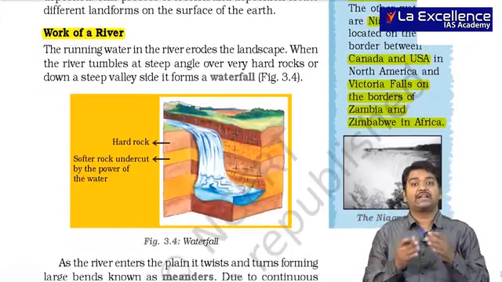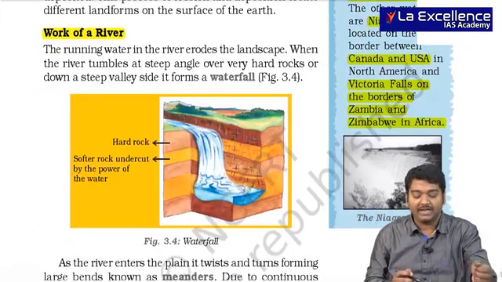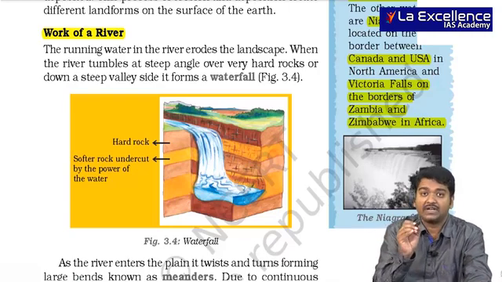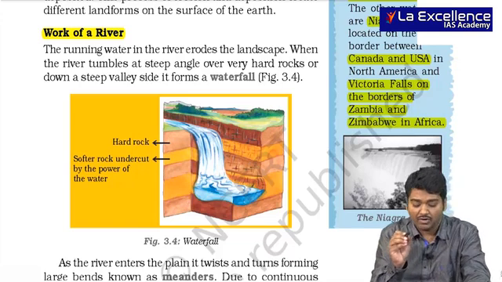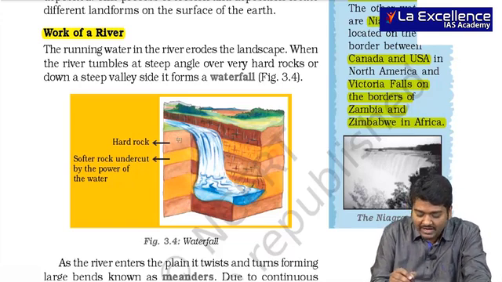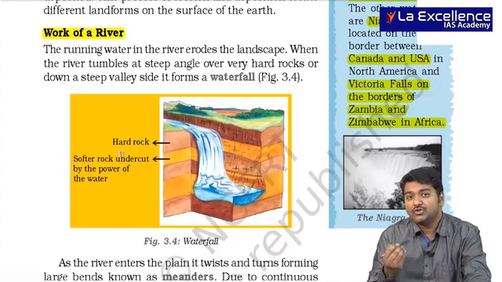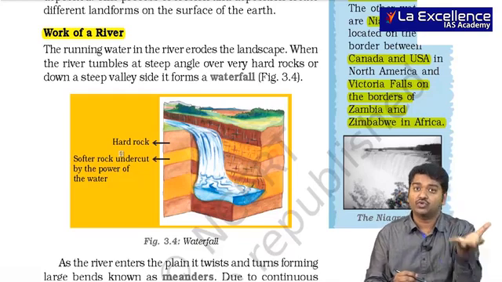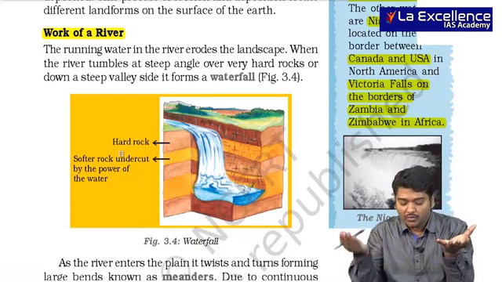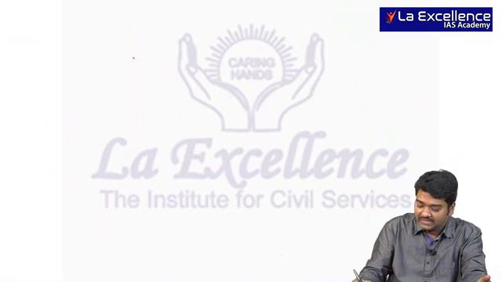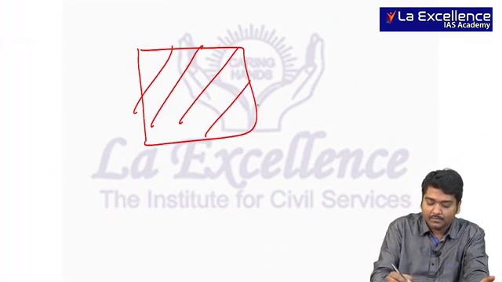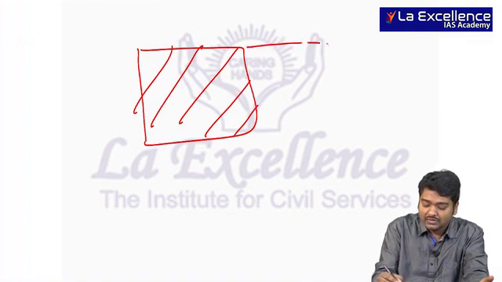Now, how exactly is a waterfall formed? Let me take two surfaces. In the crust, there are certain rocks which are hard and there are certain rocks which are soft. Now, when I have hard rock and soft rock present, usually what happens? We know that hard rock does not erode soon, whereas soft rock erodes quickly. Now, in this case, I have hard rock and I have soft rock.